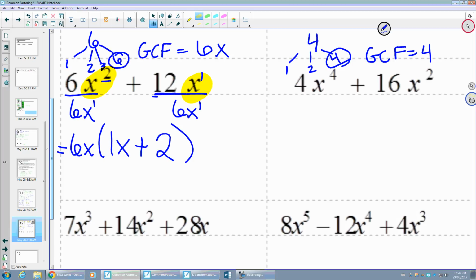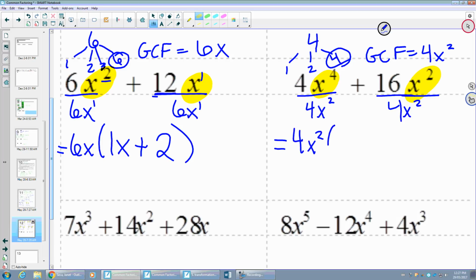Okay, my next step, what I have to do is look at my variables. I have an x4 here, an x2 here. So that means every term has a variable, which means I can common factor that out. So I look at my lowest exponent, which is 2, x squared. So I divide every term by 4x squared. On my next line, I write equals 4x squared bracket.